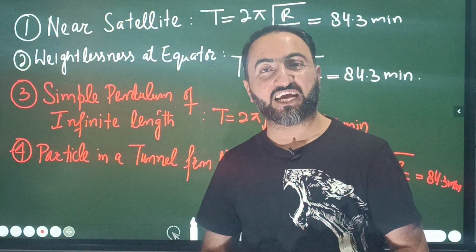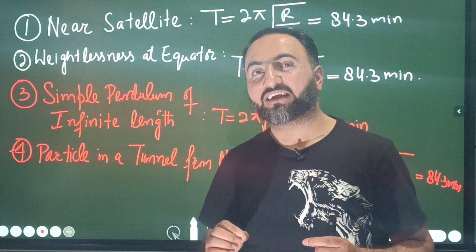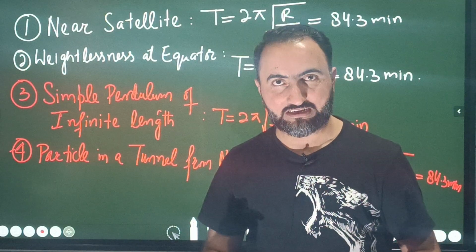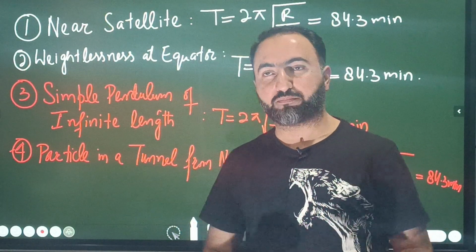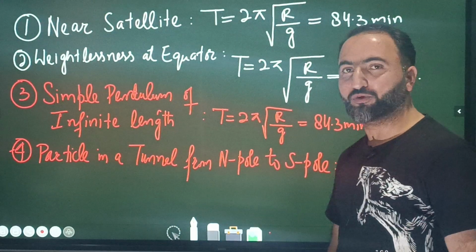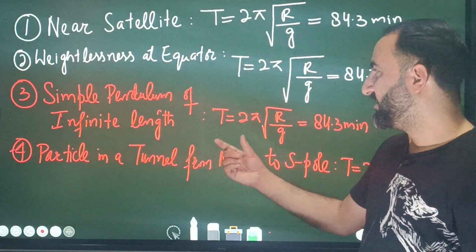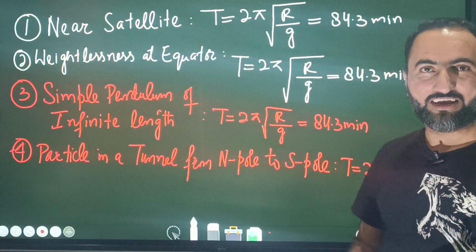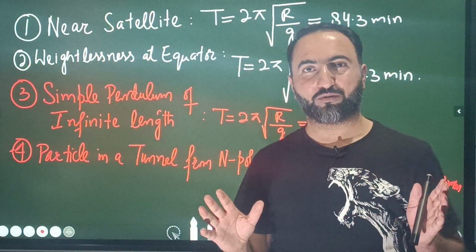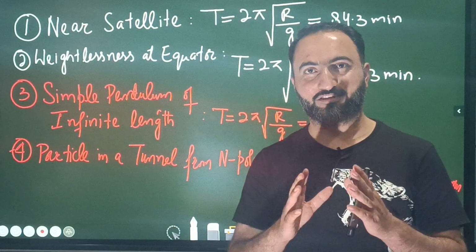If we increase the length of the simple pendulum and make it more than the radius of the earth, the time period of that simple pendulum again comes out to be 2 pi under root of r by g, beautiful, 84.3 minutes. The next is the fourth, which we have done. So it was really a great problem, one of the beautiful problems of physics. See you next time.